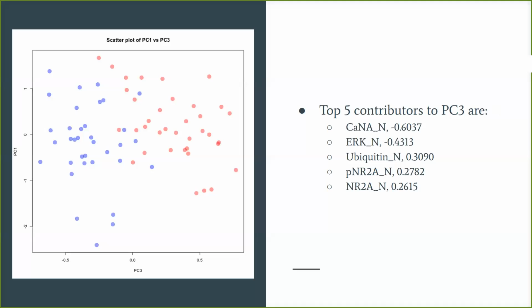So this is between PC1 and PC3, and we see the loadings of the proteins. These are the top 5, which are CA1, ERKN, ubiquitin, ENR2AN, and NR2AN. These are the ones with the highest magnitude of loadings.